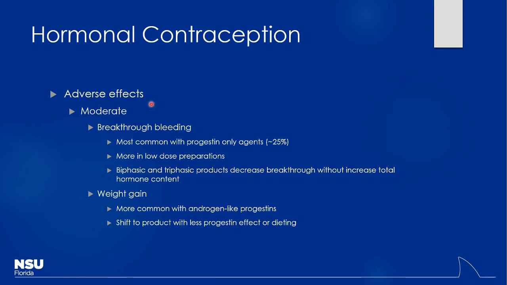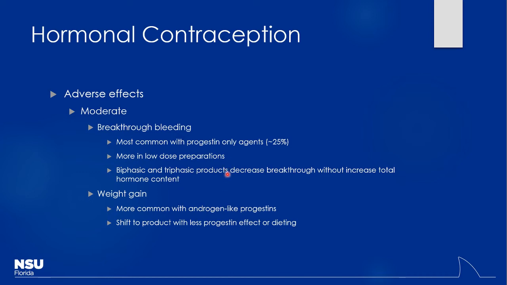Other adverse effects you're going to run into, so you can see some breakthrough bleeding. A lot of this may be dependent on the product that you're using. For instance, if it's progestin only, you typically find a lot more breakthrough bleeding, about 1/4 of patients, versus using the combination. So that's one thing to know. Even with low dose options, if you're trying to use really low dose estrogens, that also increases your risk for breakthrough bleeding, mainly because you're just not getting full suppression of the whole system.